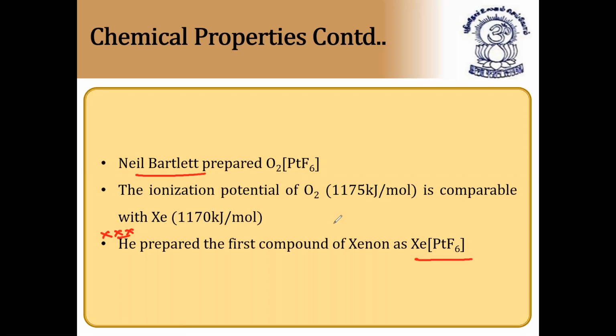Xenon platinum hexafluoride. And how did he get that idea? He got that idea because the ionization potential of oxygen is 1175 kilojoules per mole. So when we give this much energy to oxygen gas, one electron is easily removed from oxygen gas. And the ionization energy of xenon is also 1170 kilojoules per mole. So why can't we remove the electron from this? So he thought that, removed electrons, and formed a product called xenon platinum hexafluoride. I hope it is clear. So the first noble gas compound prepared in the lab was xenon platinum hexafluoride.